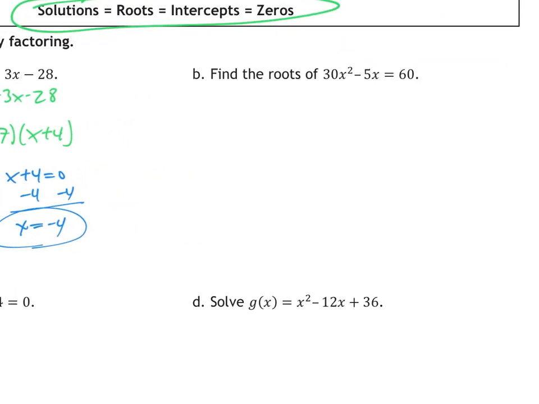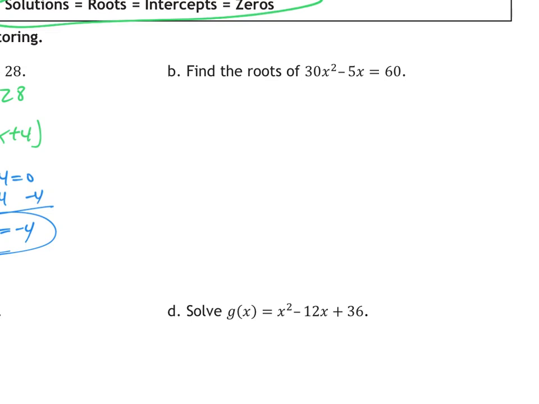All right, this one, find the roots of this one. So I'm gonna set it equal to 0 first. So I'm gonna move that 60 to the other side. So 30x squared minus 5x minus 60 is now gonna equal 0. Now there's a big number, so I'm gonna look for GCF. I can take a 5 out. So that's gonna give me a 6x squared minus x minus 12 is equal to 0.